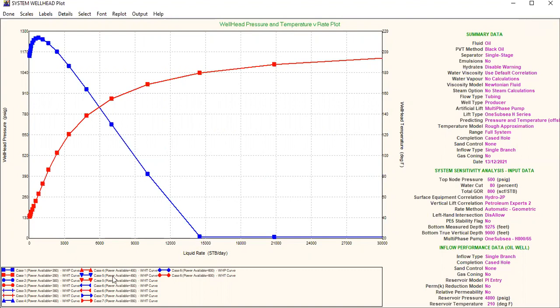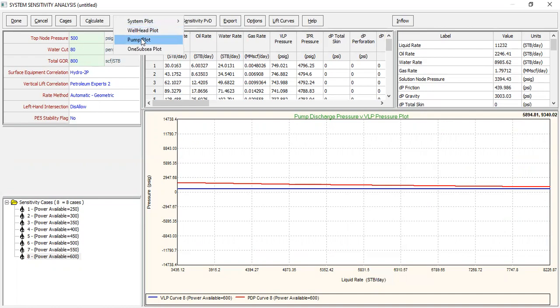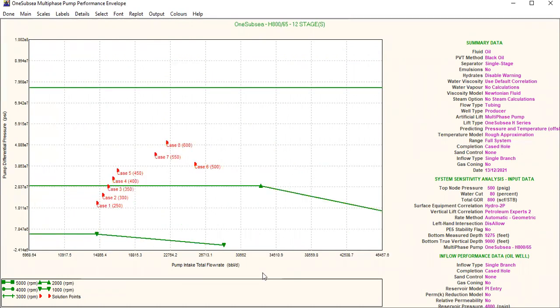liquid rate at several cases of power available. As you can see, the intersection gives us almost 6,000 stock tank barrel per day. You can also do the pump plot: the pump differential pressure against pump intake total flow rate, which we can maximize here.